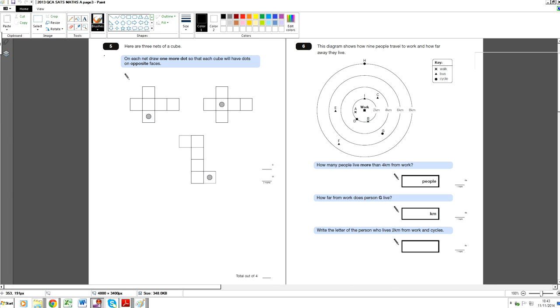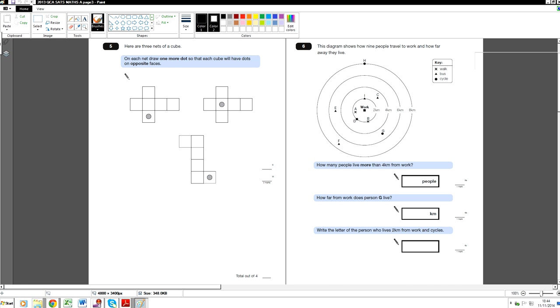Okay, here are 3 nets of a cube. On each net, draw 1 more dot so that each cube will have dots on opposite faces. Remember, it's a net of a cube. So you have to mentally fold up the shape and make it back into a cube. So now, if we fold up this shape, this side here will be opposite that side when you fold them up.